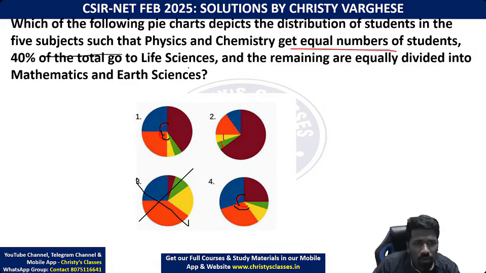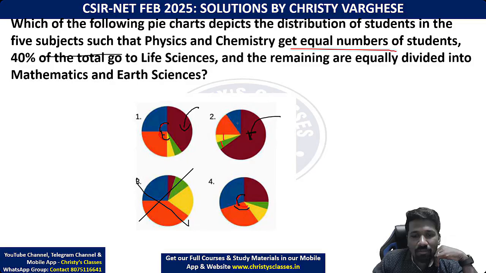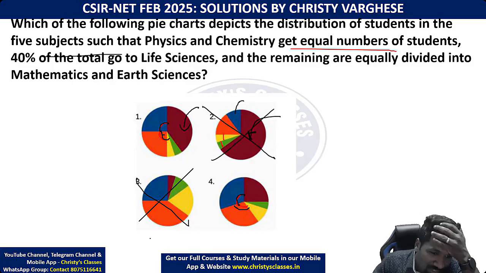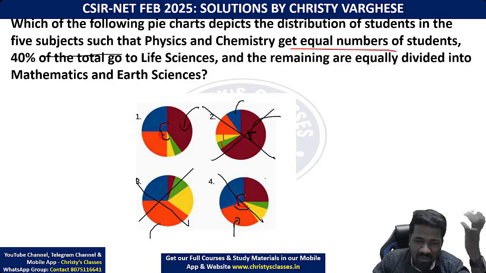40% of the total go to life sciences. 40% means आधा से थोड़ा कम होना चाहिए, क्वार्टर से ज्यादा, आधा से कम, because quarter means 25%. Half means 50%. So this is half, आधा से कम है. ये आधा से ज्यादा है, मतलब वो 50% से ज्यादा है. मतलब 40% वाला एक भी सेक्टर सेकंड फिगर में नहीं है. That is enough to eliminate it. This is already eliminated. This is again थोड़ा क्वार्टर से थोड़ा ज्यादा है, but 40% तक नहीं है. So that is also eliminated already.